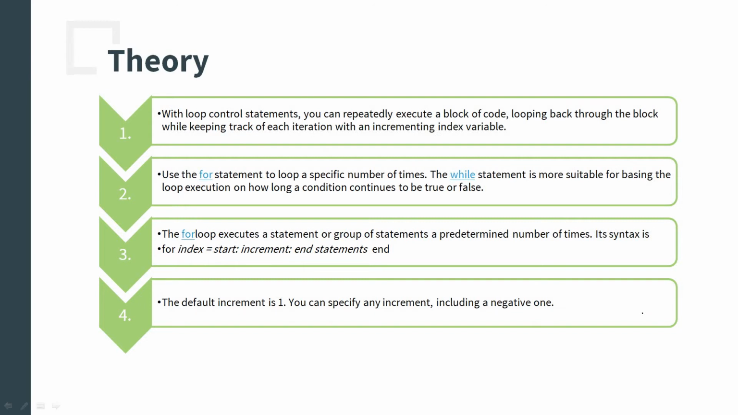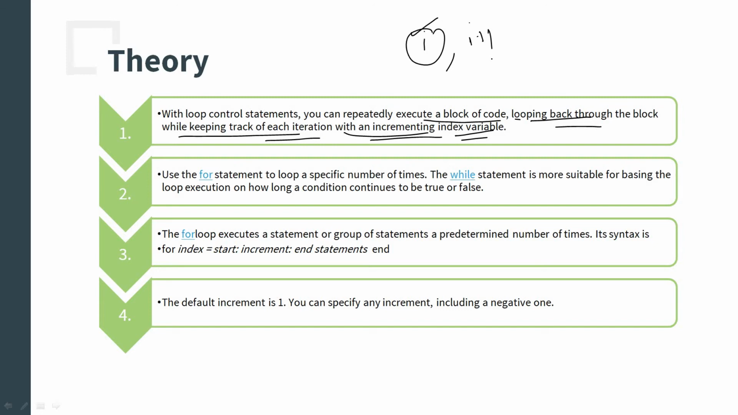So next we will have loop control statements. We have 2 loop control statements, basically a for loop and a while loop. With a loop control statement, you can repeatedly execute a block of code, looping back through the block while keeping track of each iteration with an incrementation of the index variable. As you all know, we have studied basic programs in various other languages, how a for loop executes. It has an initiation, then it has an incrementation, iteration, incrementation.